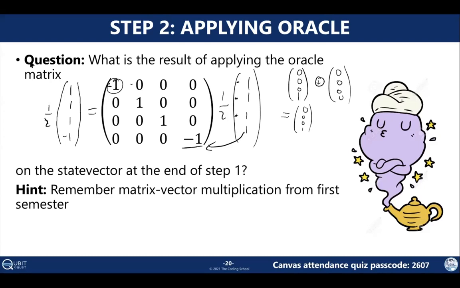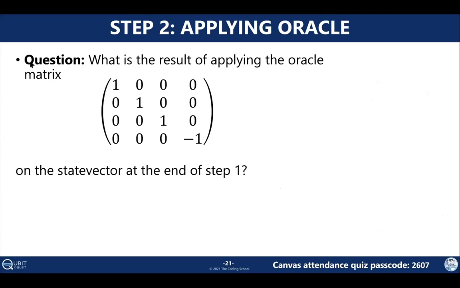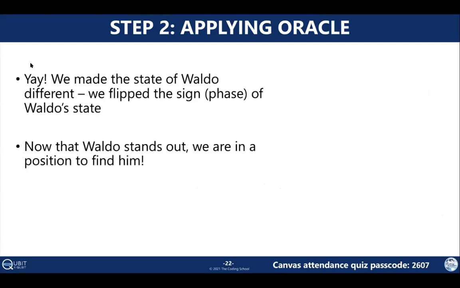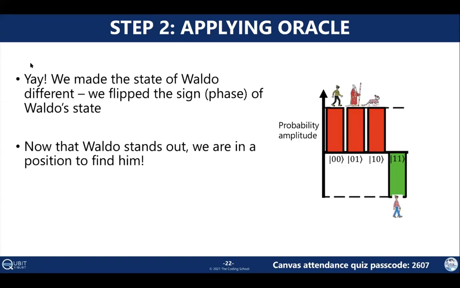So yeah, cool. So, this doesn't actually write it out. Well, we wrote it out. And so what we've done is we flipped the sign or the phase of Waldo's state. And now that he stands out from the crowd, we can find him much more easily. He's not just at 25%, I guess he still is, but he's actually like the negative square root of 25%, rather than just 25%.